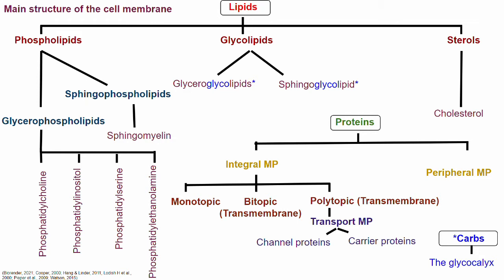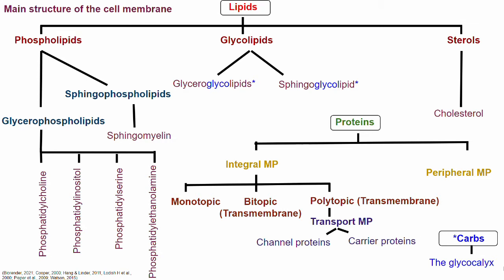Now, one of the major examples of polytopic integral membrane proteins are transport membrane proteins. And these are categorized into two main types. We have channel proteins, which are channels, so they're like holes within the cell membrane. And we have carrier proteins, which are carriers. So they take whatever substance they're assigned to from one side of the cell membrane and carry it to the other side, from the outside to the inside or vice versa.